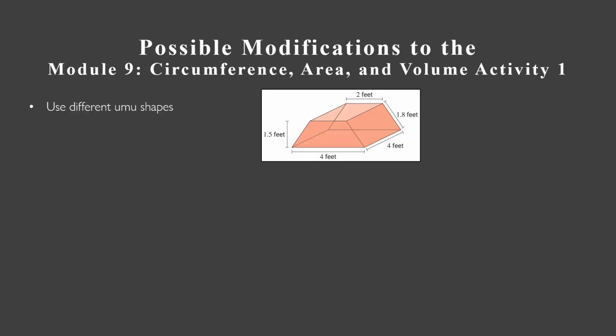We always recommend modifying our activities to better fit the needs of your classroom or your teaching style. For example, we think that a good way to ease your students into this activity is by starting with an umu that is shaped as a rectangular prism instead of a trapezoidal prism. You can also create more difficult prisms and complicated shapes created by combining several prisms.